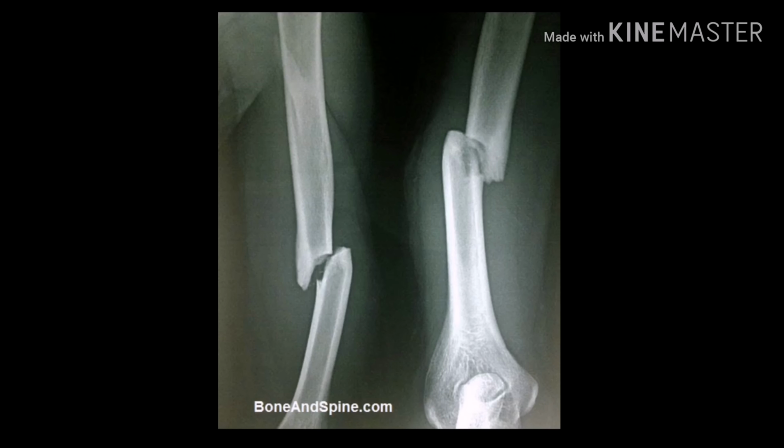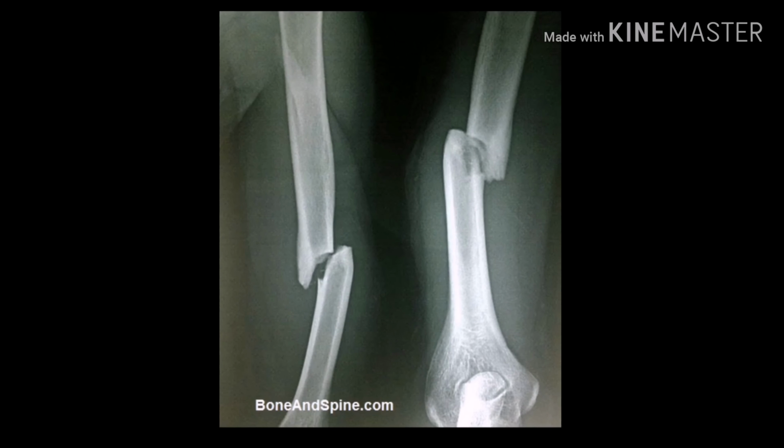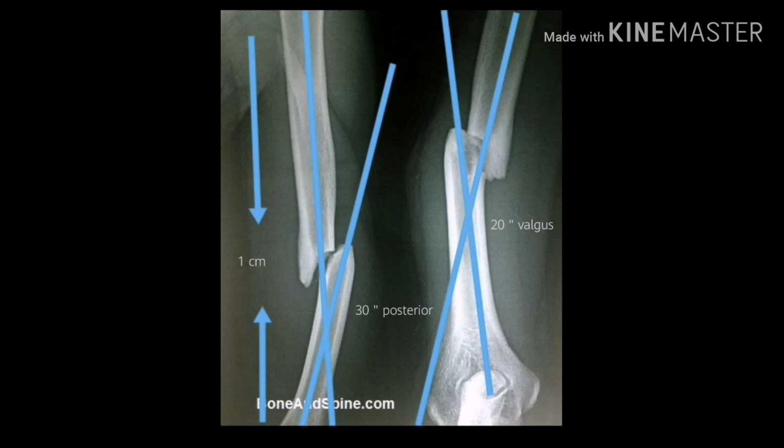For this fracture, after making the lines, the degree of varus and the degree of anterior and or posterior angulation, this one is going valgus and posterior, valgus with 20 degrees and posterior with 30 degrees, and there is less than 1 centimeter. I think it can do well with conservative measures, but with some traction.